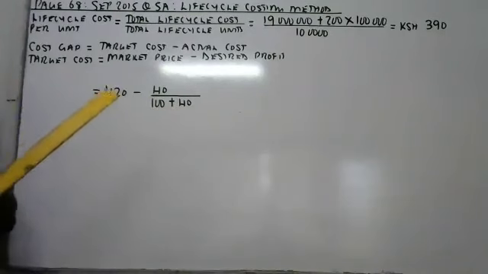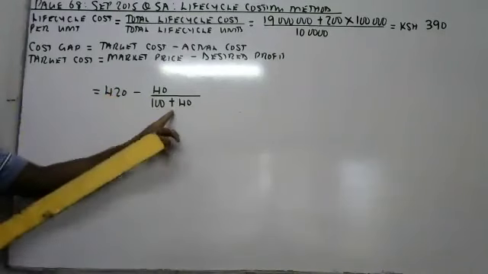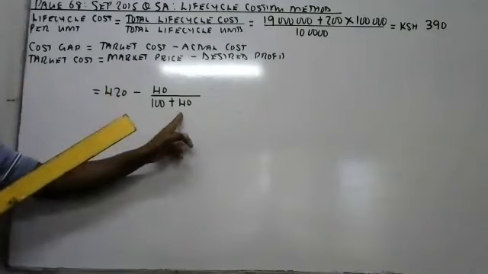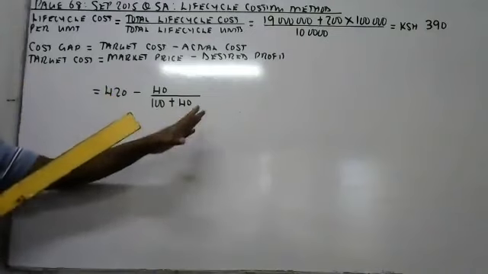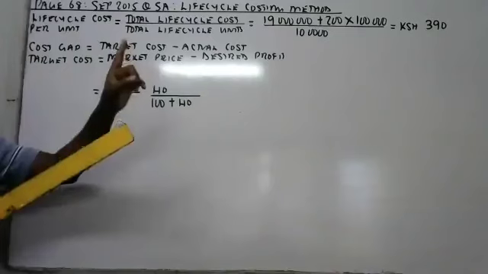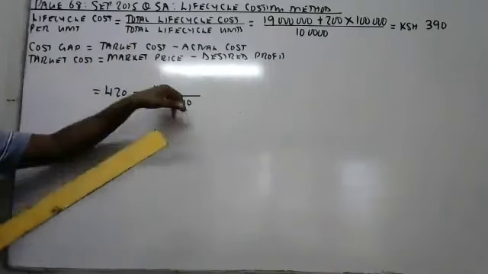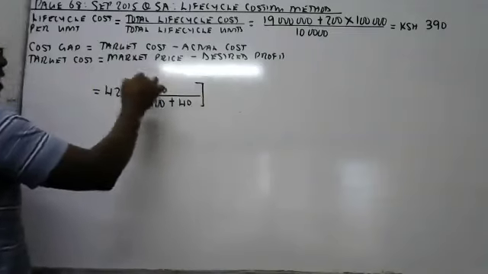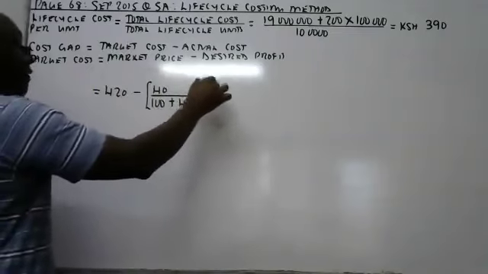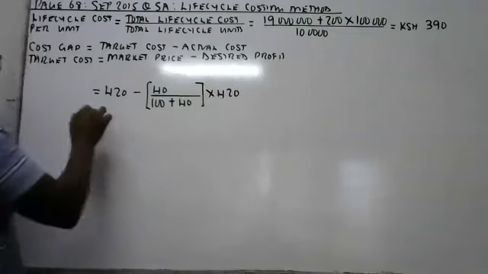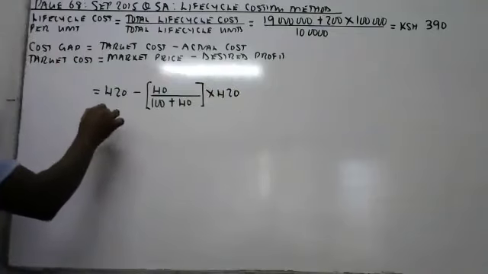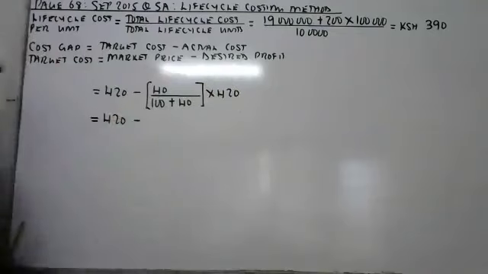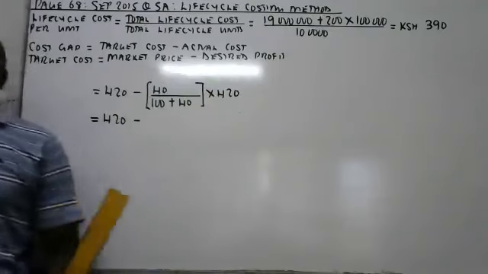And remember, I told you most students think that you add or subtract one. That is wrong. It's only because in most of the ratios the numerator is one. But the concept is you add or subtract the numerator. Now this, you multiply by 420. So this becomes 420 minus. First let me get this, we may require it later on.